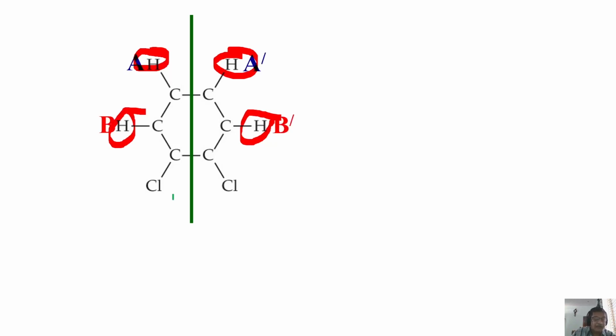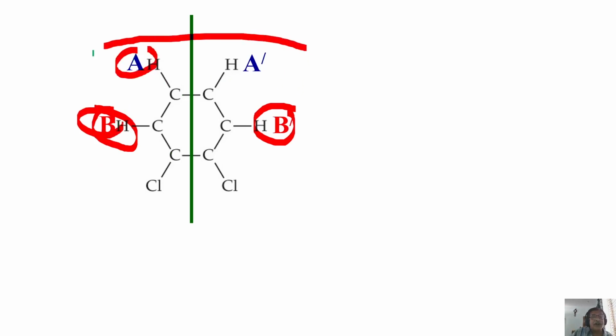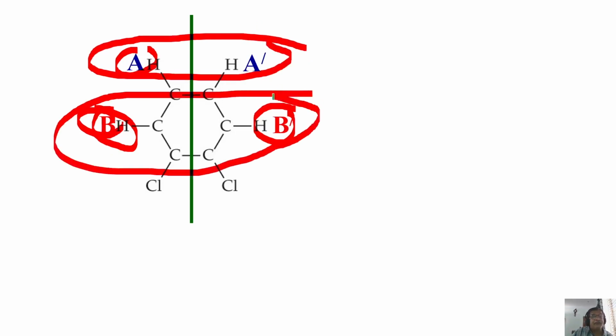Simple. If I call this A, I call this A prime, because there exists a coupling between these two. If I call this B, I call this B prime. I use the notation because chemical equivalents are there. And between these two, this is A, this is B, which means these two protons are strongly coupled. These two are also strongly coupled, but they're chemically equivalent. B and B prime means strongly coupled, but chemically equivalent.